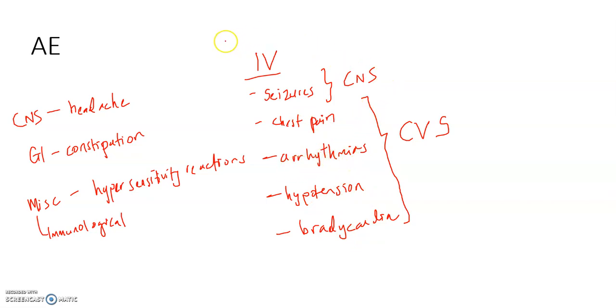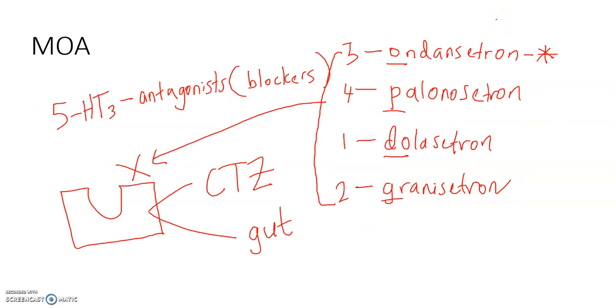So these are the adverse effects that are associated with taking intravenous serotonin 3 blockers, such as ondansetron, dolasetron, and palonosetron. So these are the main 4 serotonin 3 antagonists used for the treatment of nausea and vomiting.